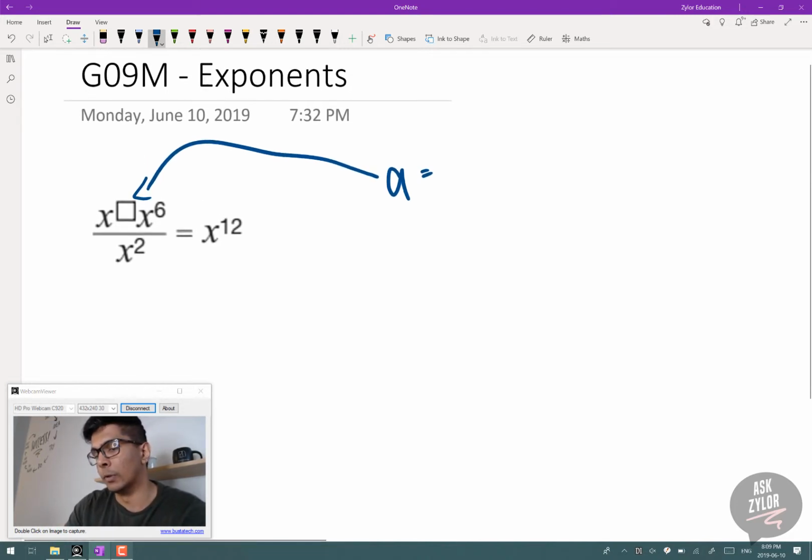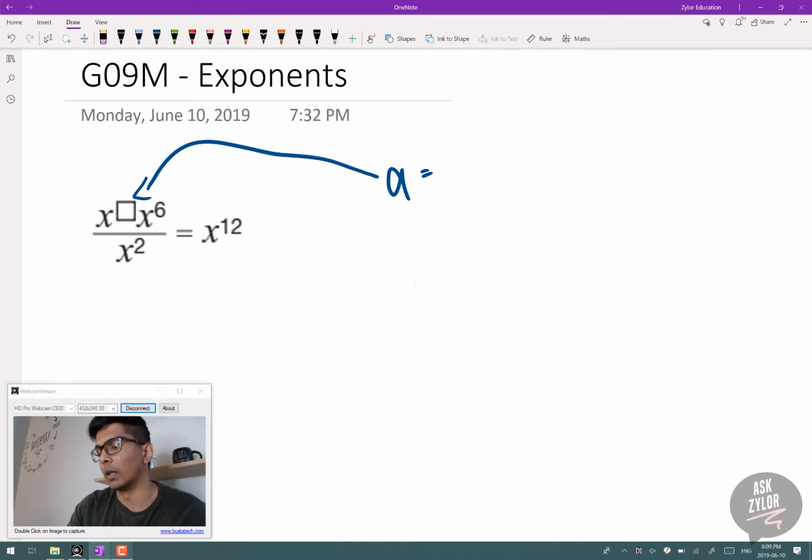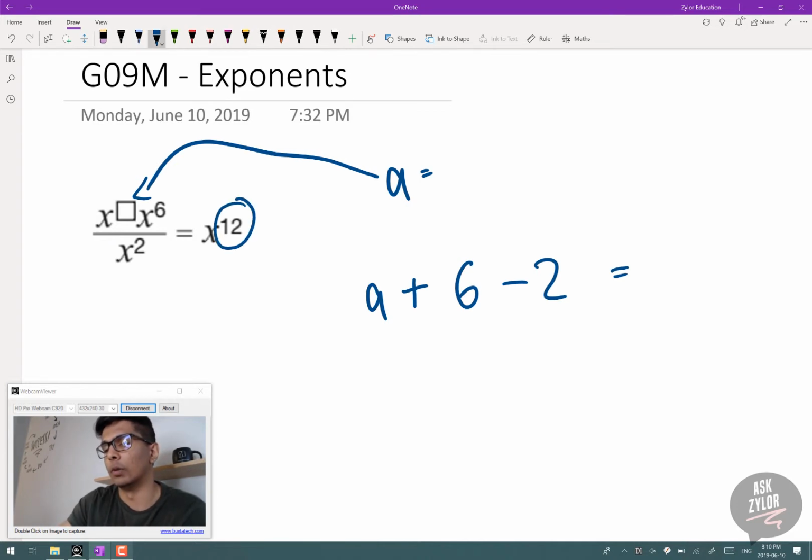We need to know the exponent rules, right? If we multiply two terms with the same base and different exponents, a times b, I'm going to add the exponents together, right? If I divide two terms with the same base and different exponents, I subtract the exponents. Okay, so knowing this, we can set up an equation to solve for the missing exponent. I said my missing exponent's a, so I'm going to add a to the exponent of 6 because those two terms are being multiplied, and then I'm going to take away 2 because I'm dividing by x squared. Okay, all this should equal my total of 12.